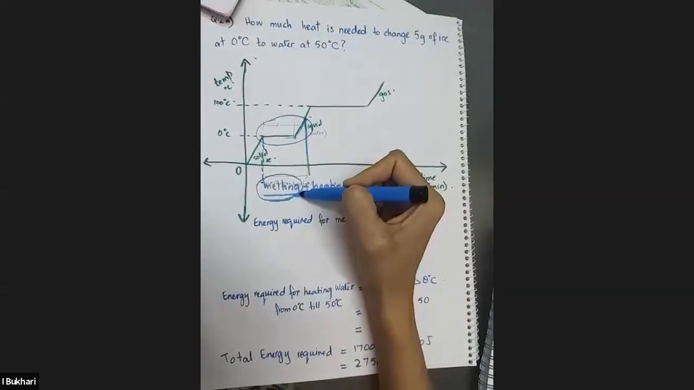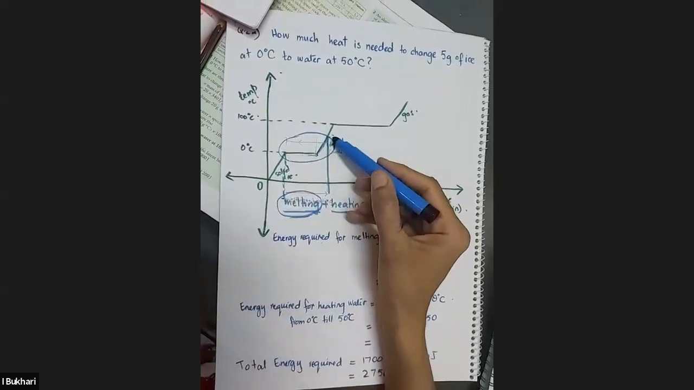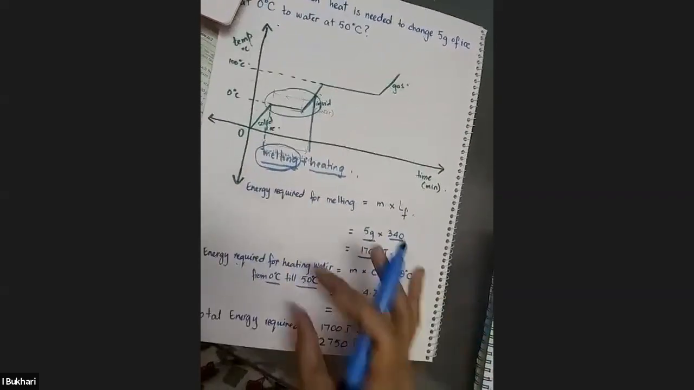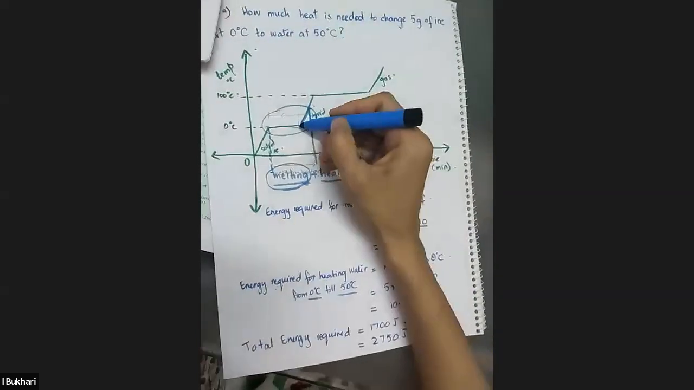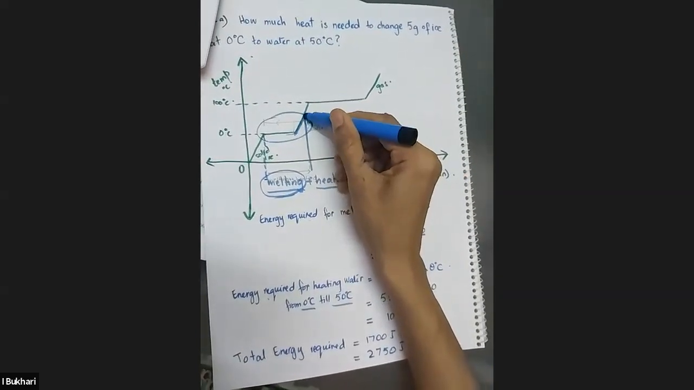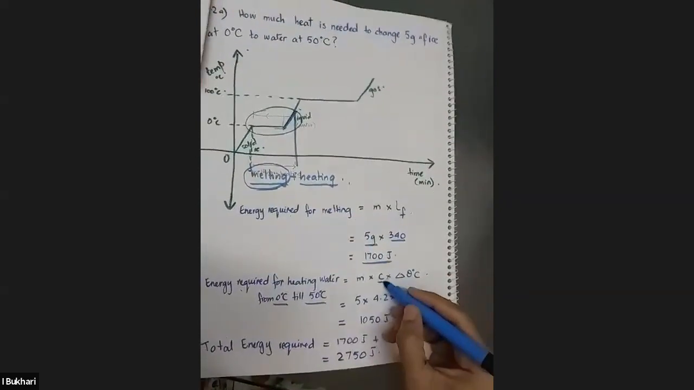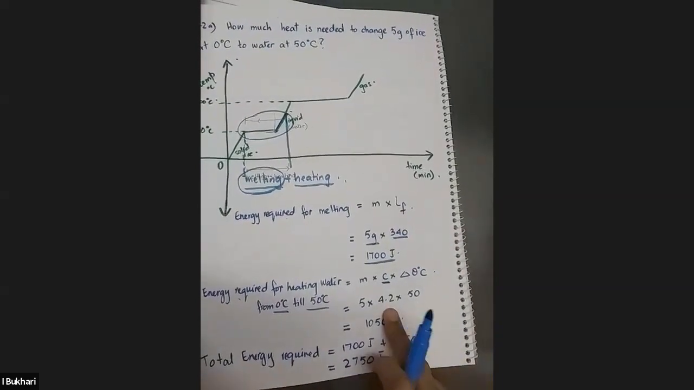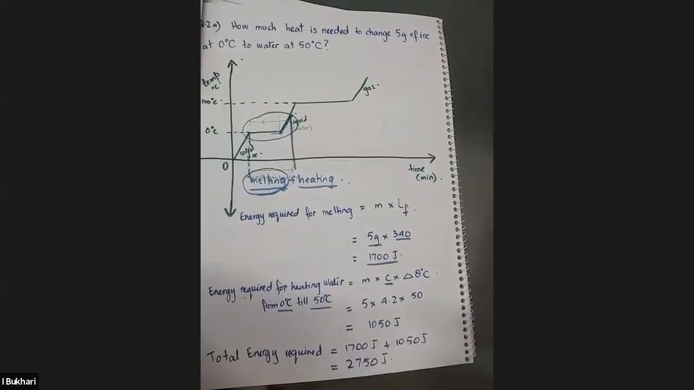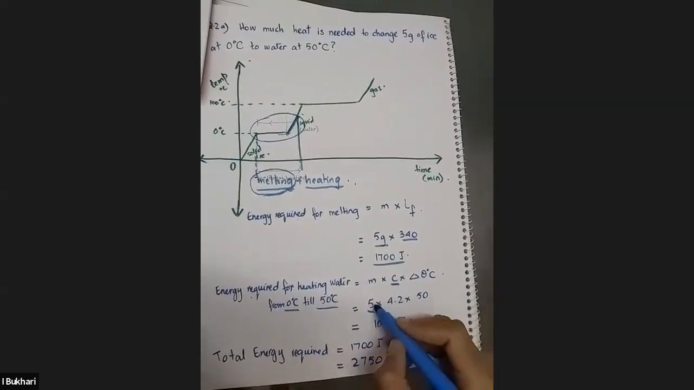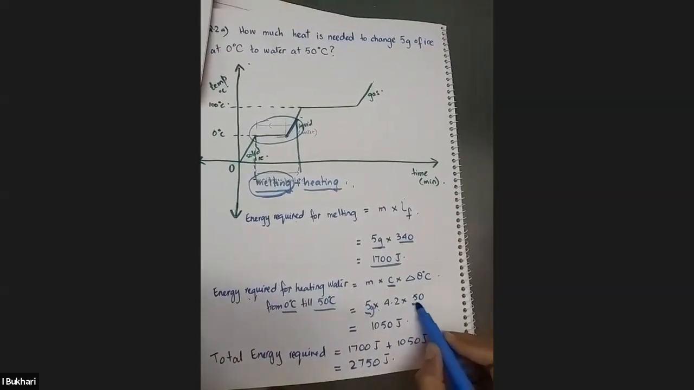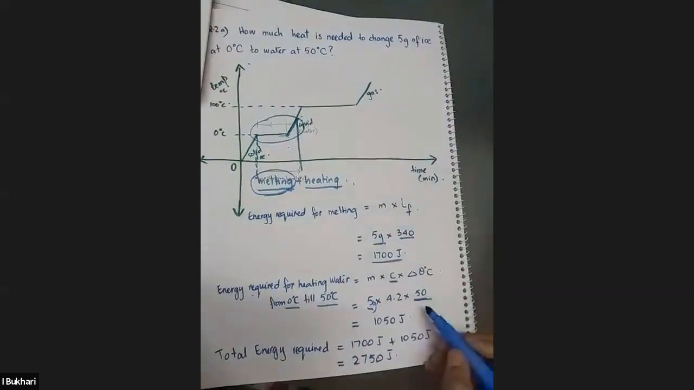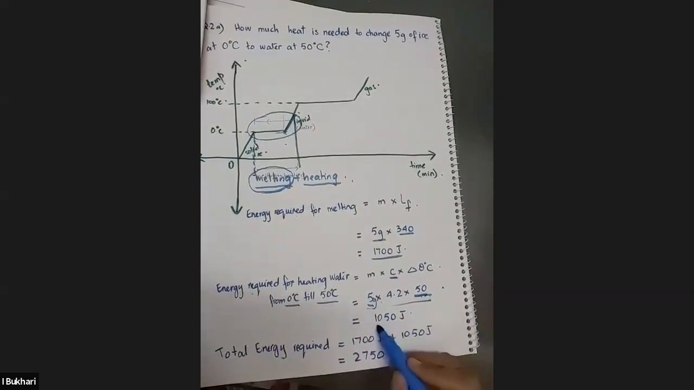But that's not the end of the story. We are also heating from 0 to 50 degrees Celsius. So energy required for heating water from 0 degrees Celsius till 50 degrees Celsius. Now, this is simple heating without change in state. I'm taking the water from 0 to 50. So I will use the specific heat capacity for water, and I'm dealing with liquid water. So the specific heat capacity for liquid water is 4.2 according to that table. 5 grams is the mass, multiplied by 4.2, into the change in temperature, from 0 to 50. So change in temperature is 50. And if you multiply all of them, you'll get this.